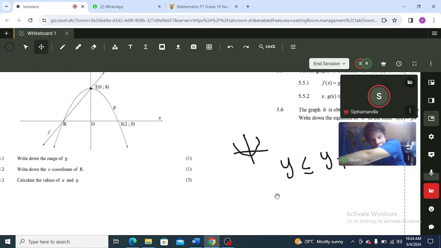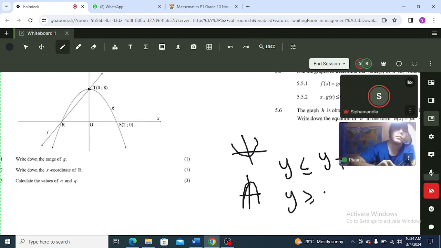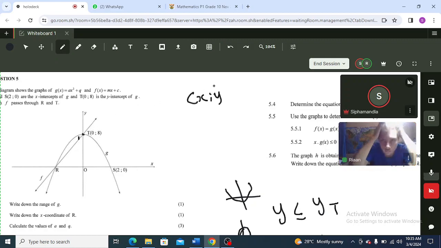If you have a sad graph, you have y, which should be greater than or equal to yt. Now, the question will be, what is yt? yt is the y value at the turning point. So you have to go to the turning point. You can see that at the turning point, the y value is 8, because the coordinate is always written in the form of x, y. So therefore, the y value is 8.